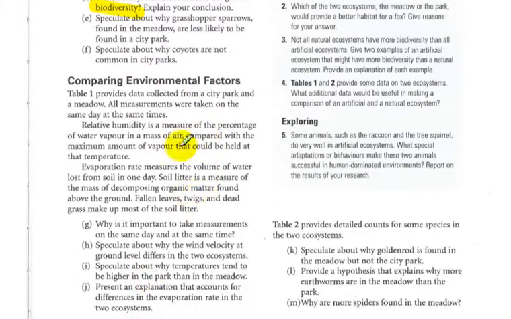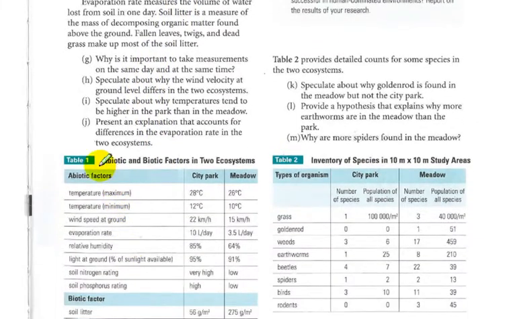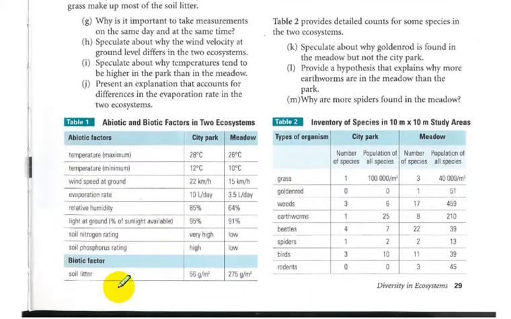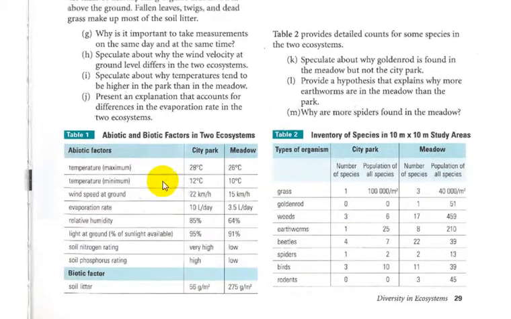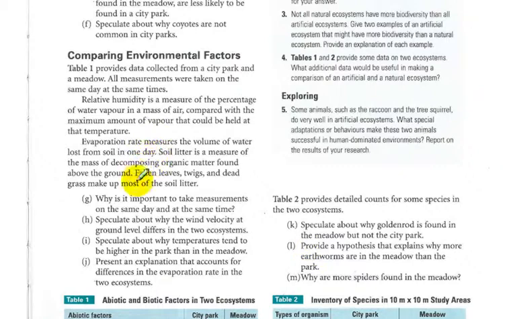The rest of this I'm going to skip. It talks about environmental factors, and these are basically abiotic factors such as temperature, comparing city parks versus meadows, wind speed, evaporation rate, relative humidity, the light hitting the ground, the soil fertilizer rating, etc. Those are some non-living things that are different and can affect a city park or a meadow. I think there's a few questions here that refer to that. We're just going to skip this last part here and not worry about that.